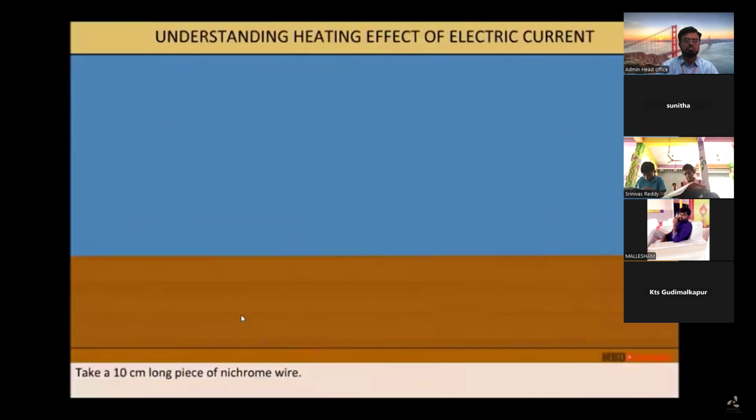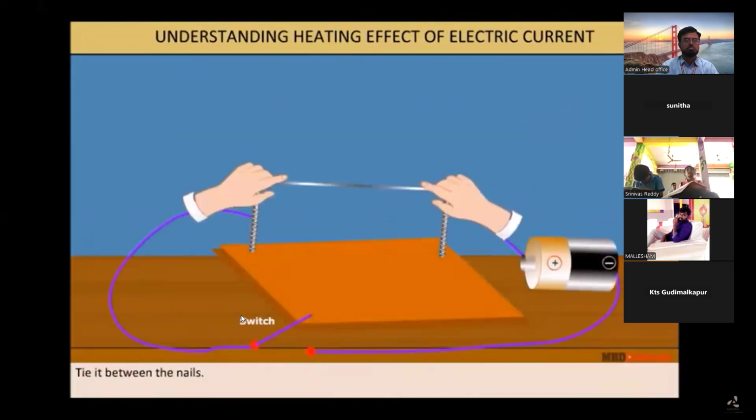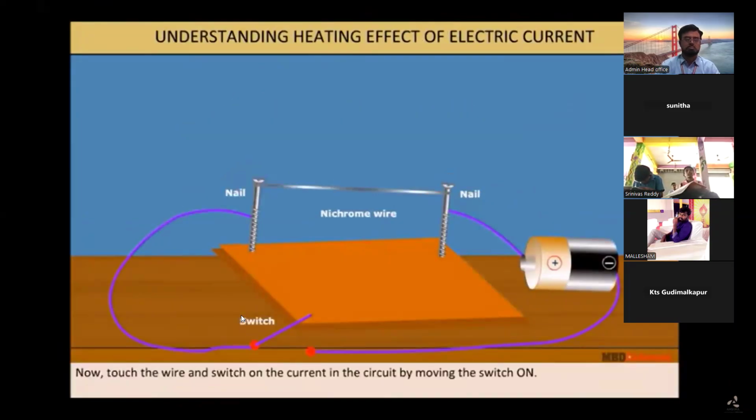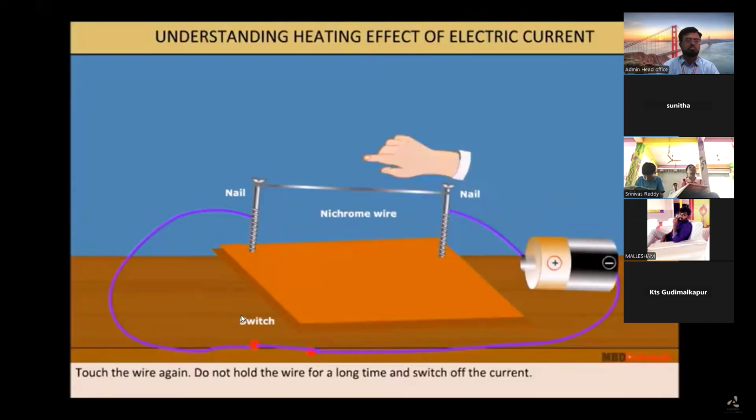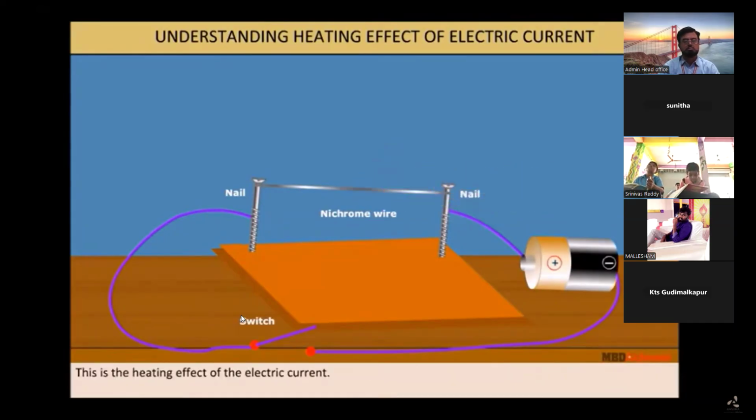Take a 10 cm long piece of nichrome wire, tie it between the nails. Now touch the wire and switch on the current in the circuit by moving the switch to the on position. Touch the wire again. Do not hold the wire for a long time and switch off the current. Touch the wire again. After a few minutes, we will observe that the wire becomes hot when an electric current passes through it. This is the heating effect of the electric current.